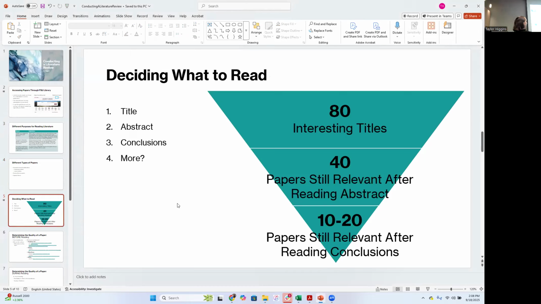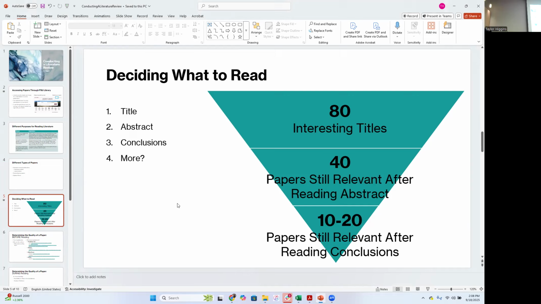Let's talk about deciding what to read. So you go onto the FSU website, you type in your biggest keyword, maybe you're like, I want to do exoskeleton, so you type exoskeleton and it pulls up 100,000 results. How do you look at those 100,000 results and decide what to read?